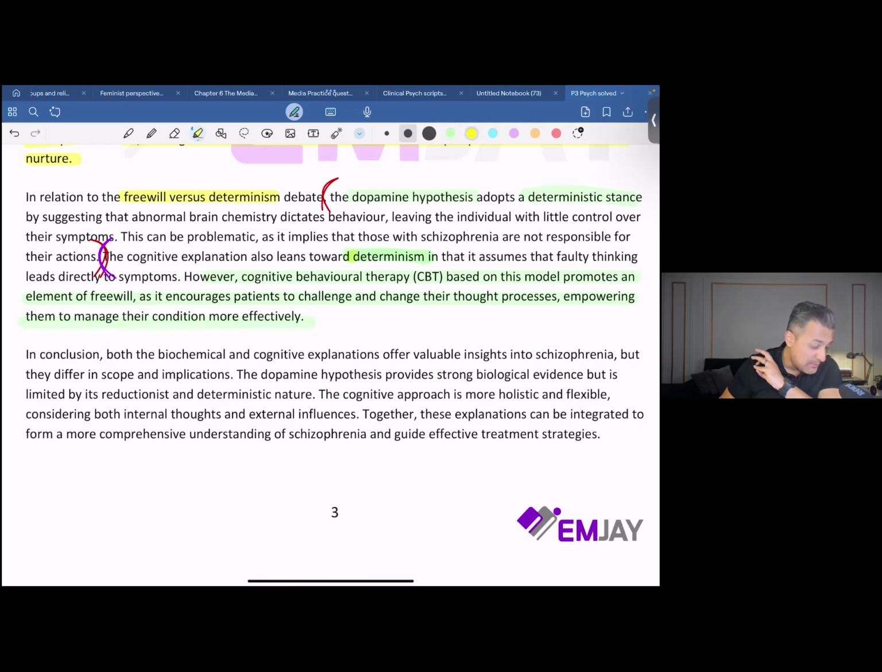In conclusion, both the biochemical and cognitive explanations offer valuable insights into schizophrenia, but they differ in scope and implications. The dopamine hypothesis provides strong biological evidence, but is limited by its reductionist and deterministic nature. The cognitive approach is more holistic and flexible, considering both internal thoughts and external influences. Together, these explanations can be integrated to form a more comprehensive understanding of schizophrenia and guide effective treatment strategies.